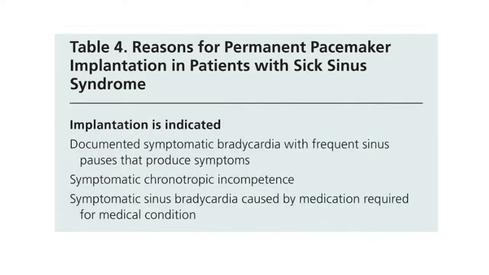Treatment is dual chamber pacing, and these are the indications. Documented sinus brady with frequent pauses. Symptomatic chronotropic incompetence, which means the failure of the body to increase the heart rate during exercise or exertion. If the patient's heart rate is not adequately increasing during physical activity and the patient is having symptoms, that is called chronotropic incompetence. Then symptomatic sinus brady, if the patient is taking a medication for heart rate control, in that case also pacemaker implantation is needed.